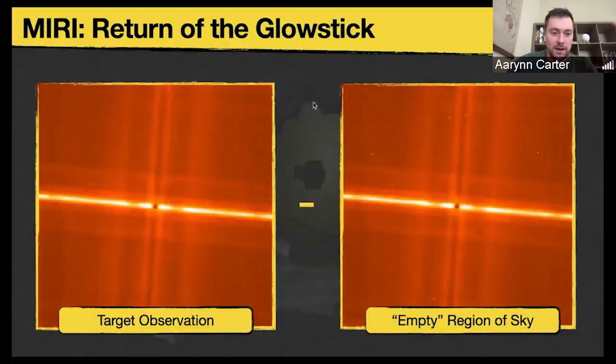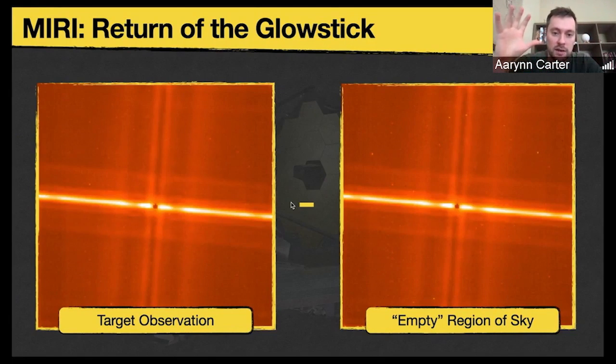Before I touch on that, I do want to come back to the MIRI glow stick. For MIRI, we have this really bright glow stick feature that predominantly occurs across the 4-quadrant phase mask edges, and particularly this one roughly horizontal edge here. Now, we think there's some component, I'm sure someone on the call knows precisely which one, that has some temperature that's above the temperature of the telescope mirror and the optical elements and the whole instrument itself.